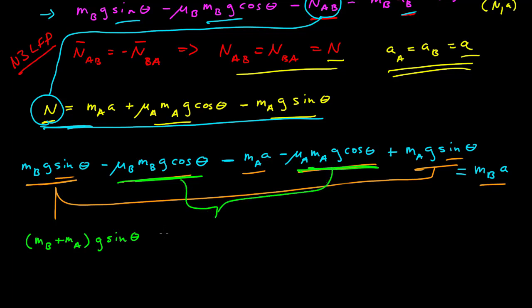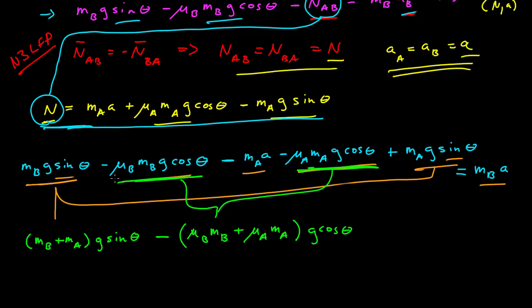Okay. So then I'm going to combine these two terms, and these two are both negative, so I'm going to subtract, then factor out a g cosine theta, and I get mu sub b m sub b plus mu sub a m sub a, g cos theta.